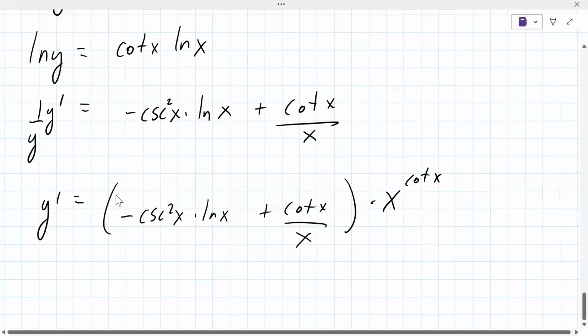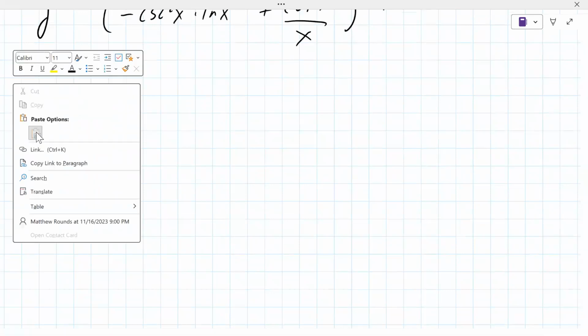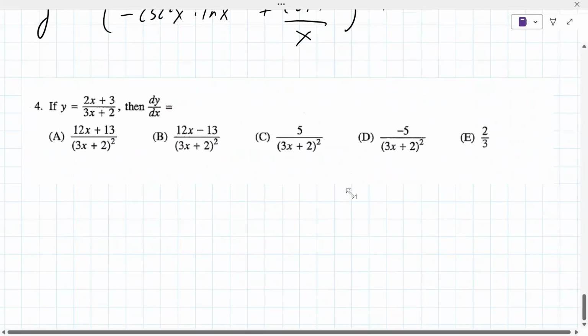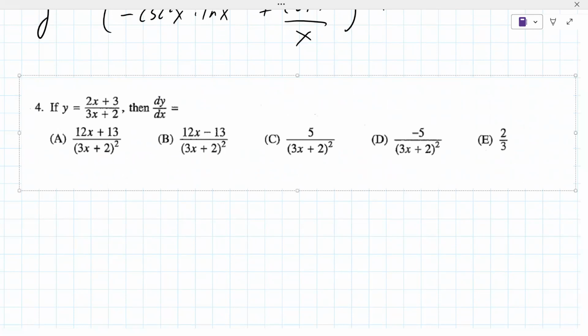Any questions on that? No. I found another quotient rule problem for you to try. This one's in the form of multiple choice, so you do have to simplify a little bit. It's not that bad, but just give this one a try, please.